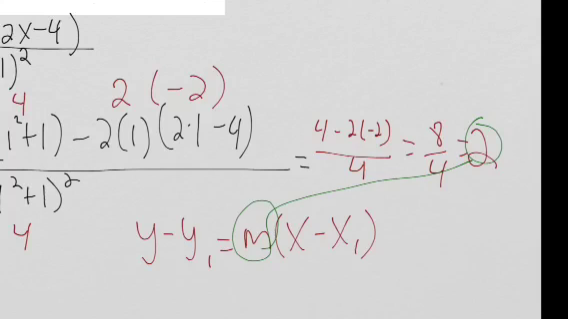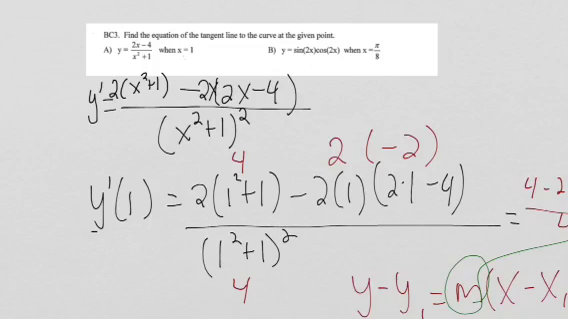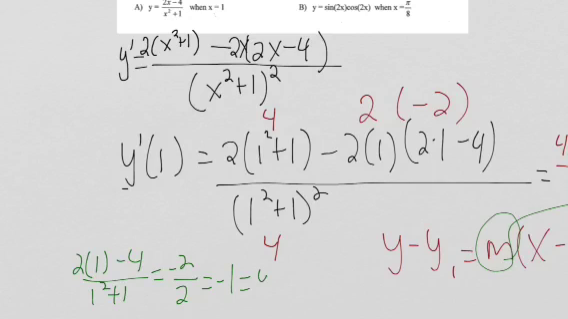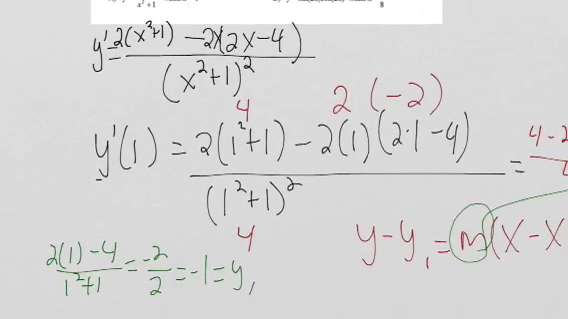Okay, so we also know x1. x1 is x equals 1. It's just 1. So all we need to do is find y1 by plugging x back in. So if we just plug in 1, we get 2 times 1 minus 4 over 1 squared plus 1. So 2 minus 4 is going to be negative 2. Over 1 plus 1 is 2, so we have negative 1. So this is our y1, whereas x1 is just 1.